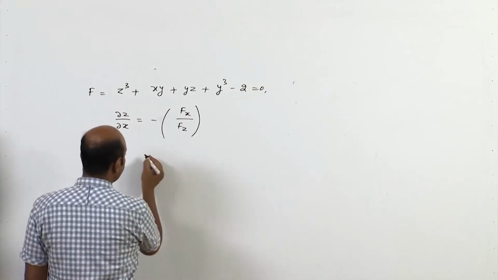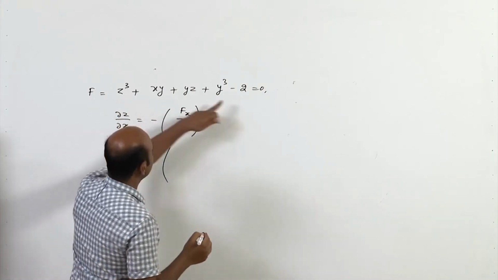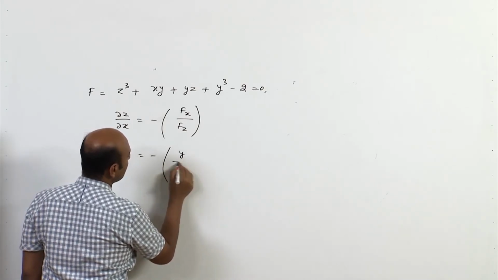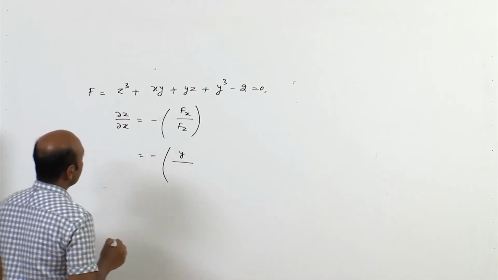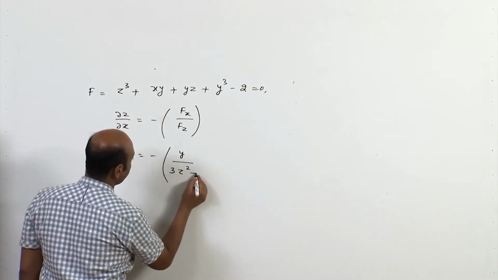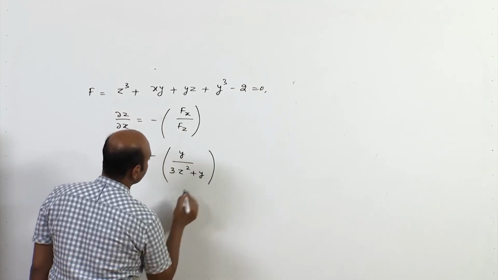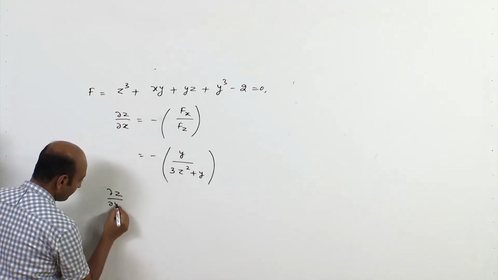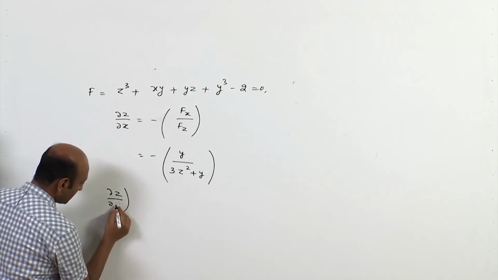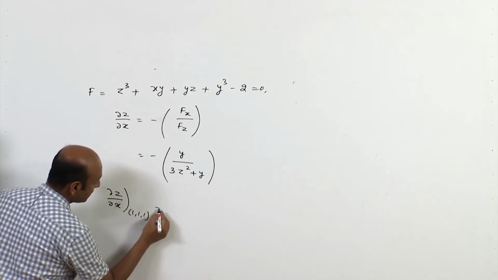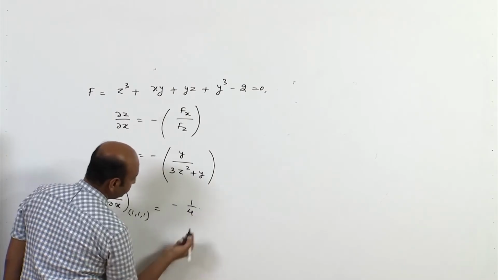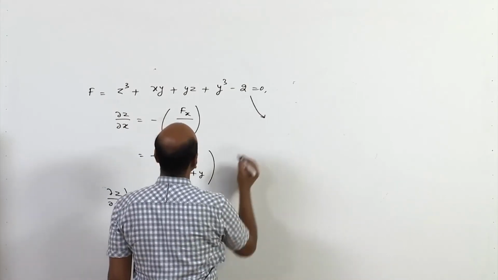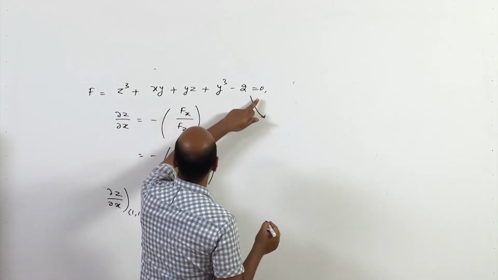So what will be fx? Differentiate this partially with respect to x. It is y in the numerator, and with respect to z, it is 3z square plus y. At 1 1 1 it is minus 1 by 4.